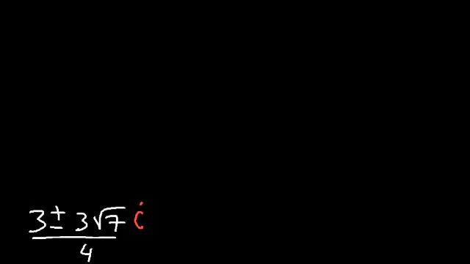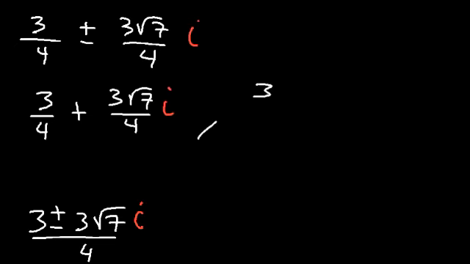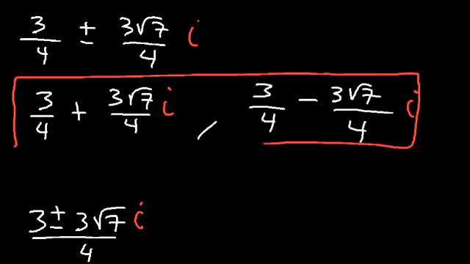So let's separate it into two fractions. So this is going to be 3 over 4 plus or minus 3 radical 7 divided by 4 times i. And so the two answers are 3 over 4 plus 3 root 7 over 4 times i. And the second answer is 3 over 4 minus 3 root 7 divided by 4 times i. So these are the two imaginary solutions.